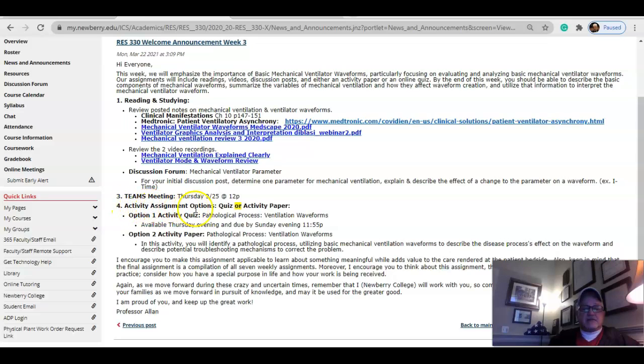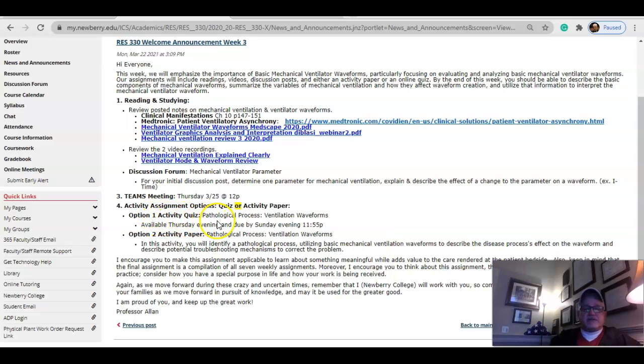The activity assignment this week, you have options. Either you can do the quiz or an activity paper. I know that some of y'all like to do the papers instead of the quizzes. Some like quizzes better than the paper. So this week's a student choice. Just let me know what you want to do.